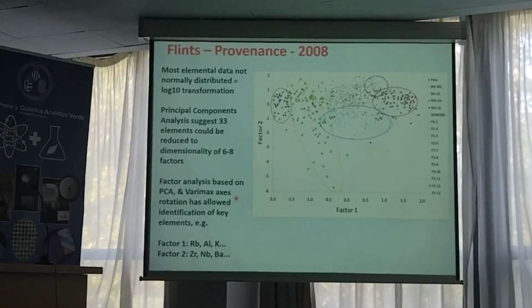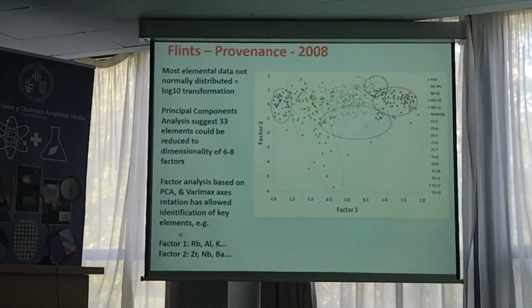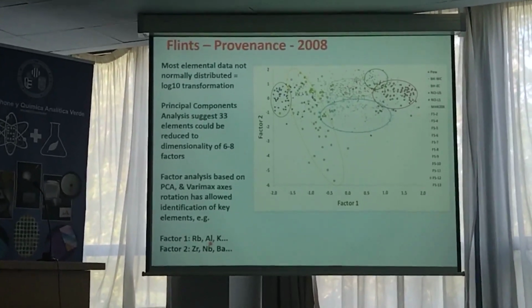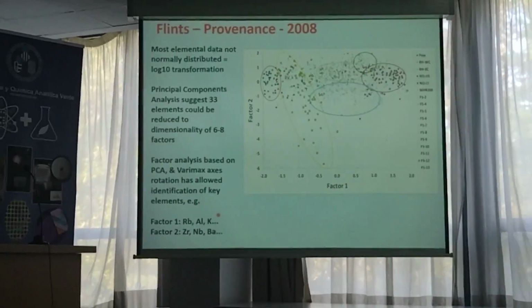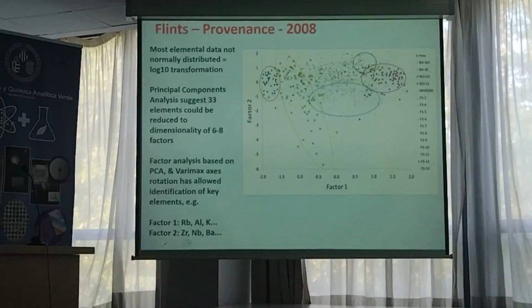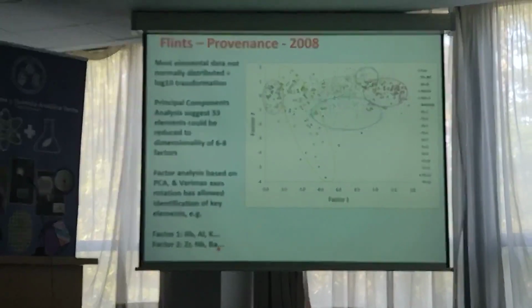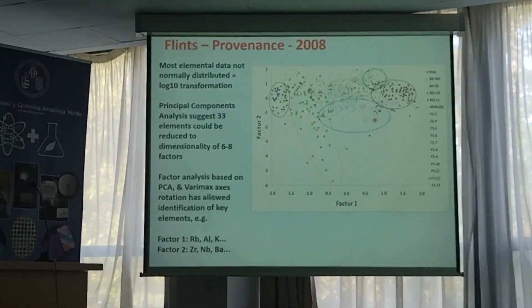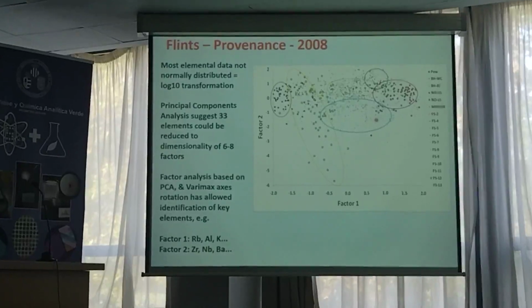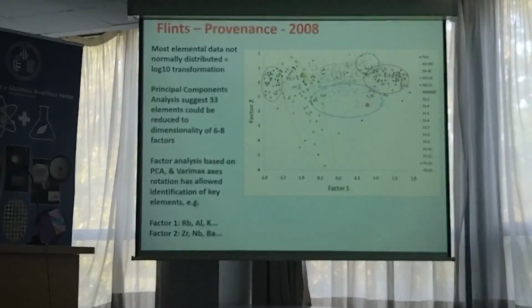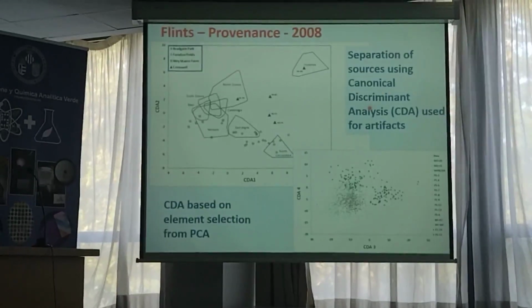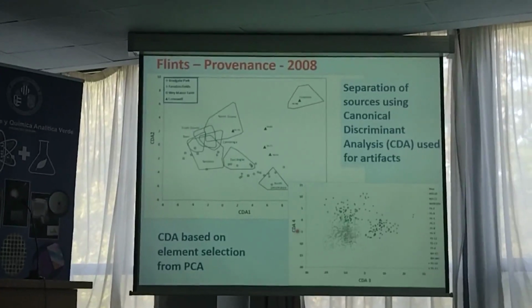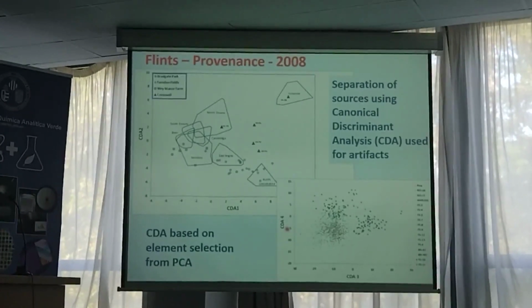And by using various things, we can group the elements. So factor 1 was typically associated with rubidium and aluminium, potassium, whereas factor 2 was associated with zirconium, niobium and barium. And in this way, with 2 factors, we were able to separate maybe 4 of the groups, and the others would cluster together. And then if we looked at the higher dimensions, here 3 and 4, we would separate different groups.